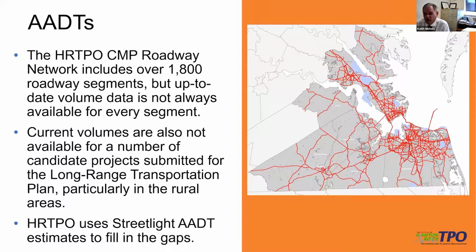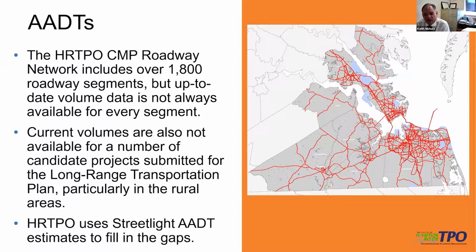Well, traffic volumes are not always available when you're looking at 1,800 segments. Sometimes the data may not be up to date. Particularly in our region, I've noticed that if we have new roadways that are constructed, it does take a little bit of time for VDOT to add them into their traffic count program. So it may take two or three 3-year count cycles. In the meantime, we definitely want to have an estimate of what the traffic volumes might be on some of these newer roadways. So we do use StreetLight AADT estimates to fill in the gaps in the region.